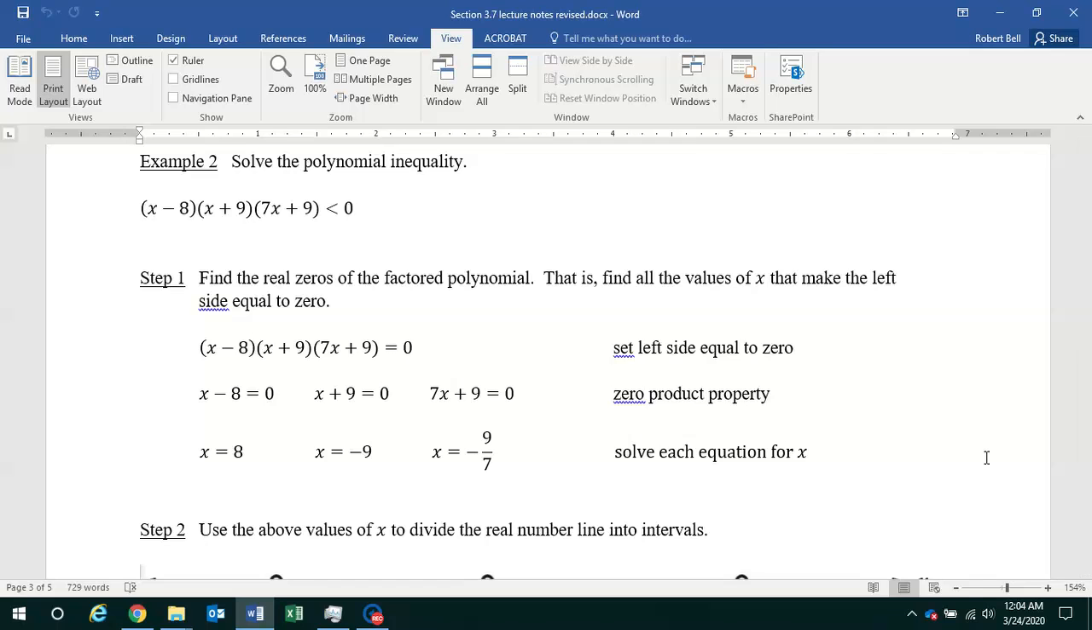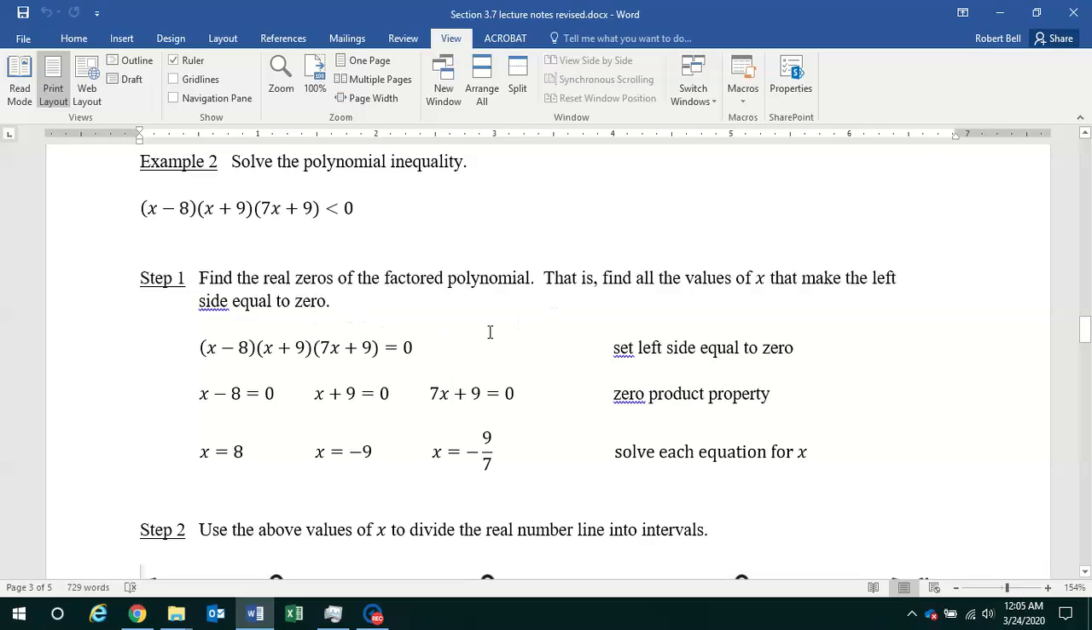All right, class. In this video, we cover page 3 of your lecture handout for section 3.7 on polynomial inequalities. So in this video, we're covering example 2, the second example, and we're going to solve the polynomial inequality (x - 8)(x + 9)(7x + 9) < 0. So we're going to find all the real numbers we can put in for x on the left-hand side that will make the left-hand side strictly less than 0.